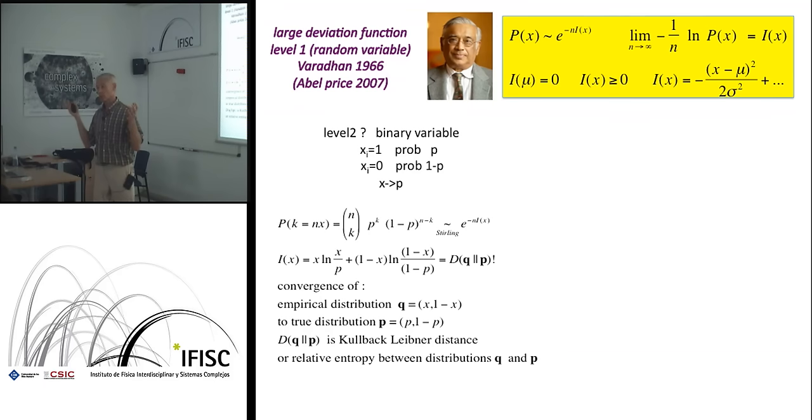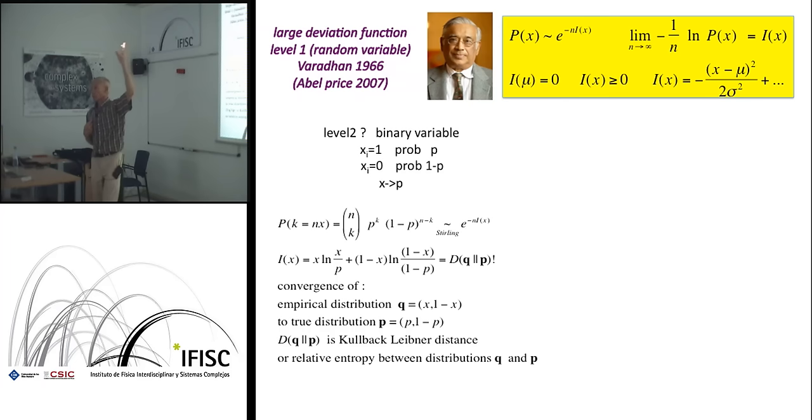Now, it turns out that the example that I picked of this binary random variable is very interesting because it is both at the same time. Let me explain. I have a binary random variable. The probability that xi is 1 is p, and the probability that xi is 0 is 1 minus p. And you see, of course, I told you x converges to p.